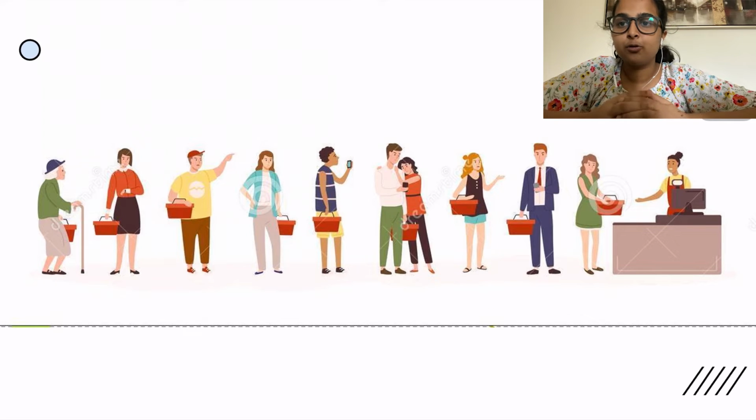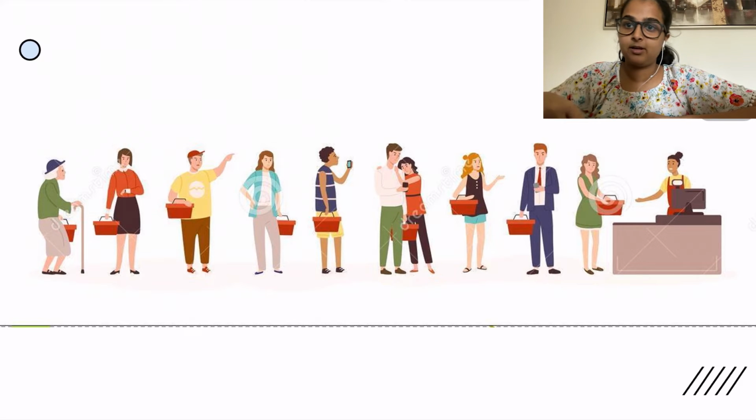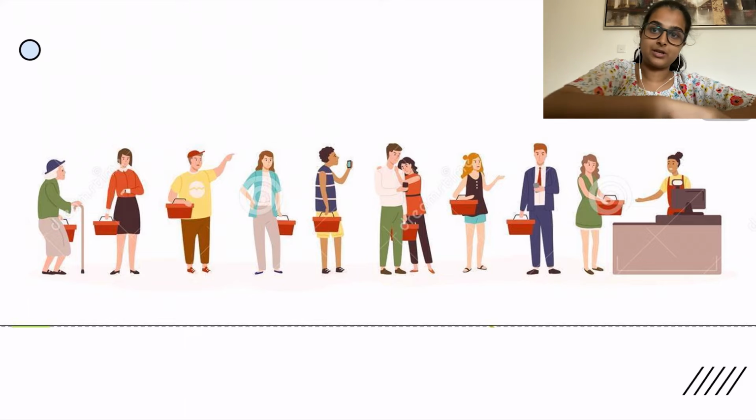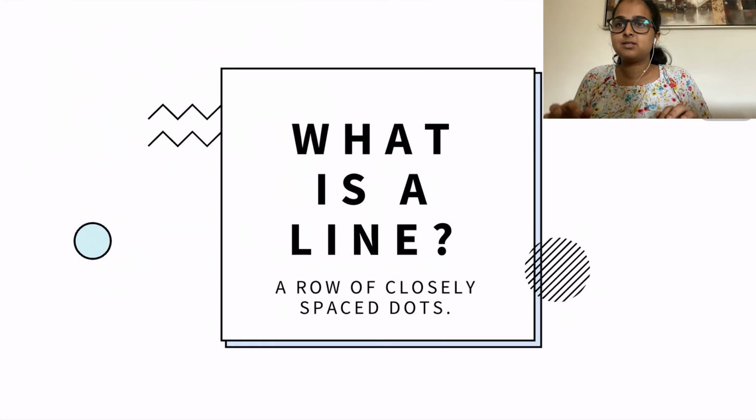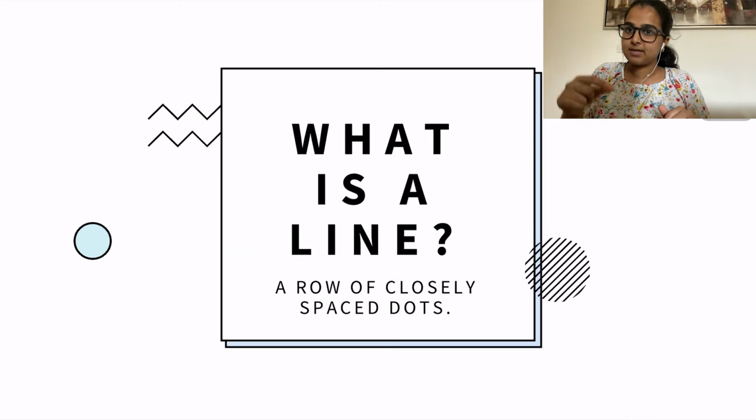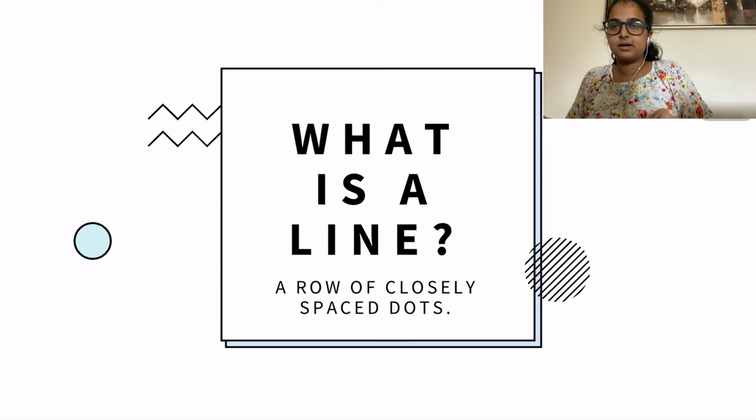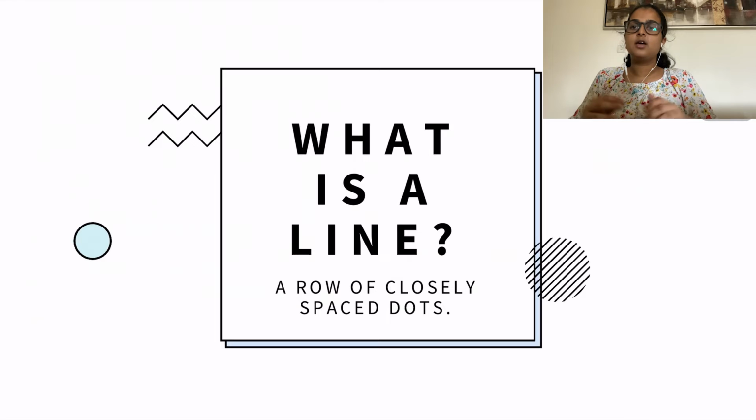Have you noticed when you go to a supermarket and you have to go to the cashier to pay for your stuff that there's always a line, right? People always stand in a straight line. So now you kind of have an idea of what a line is. It's a group of people standing together. So now let's imagine these people are dots. So a line can be defined as a row of closely spaced dots, like how people stand in a supermarket. So that's what a line is. The actual definition of a line is a row of closely spaced dots.